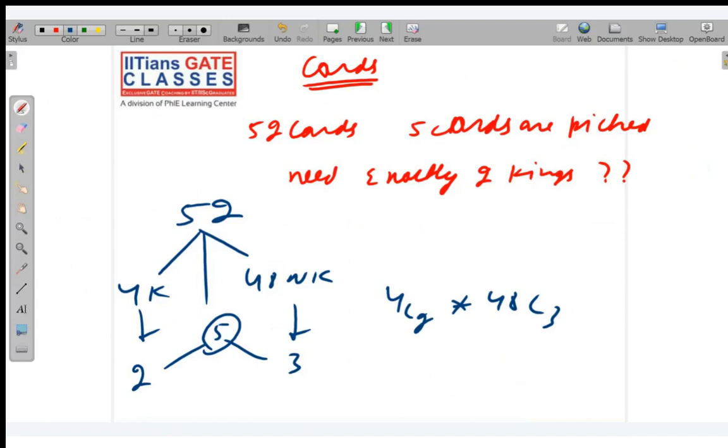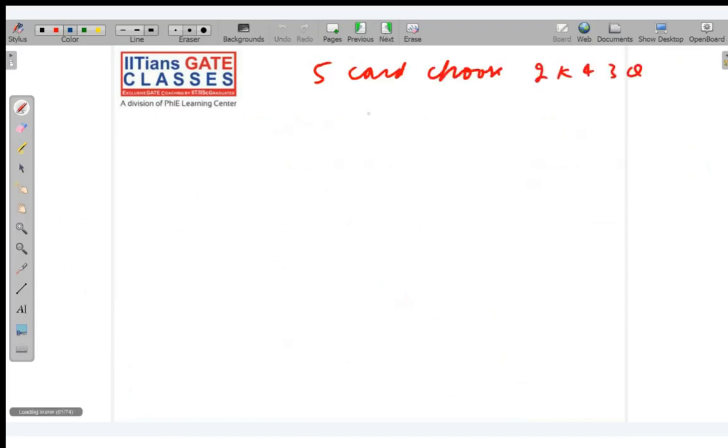Done, sir. Okay. Next is 5 cards chosen, 2 kings and 3 queens. We have to choose 5 cards from 52 cards. First of all, please try to focus on how you will make the diagram. 52 cards are there.